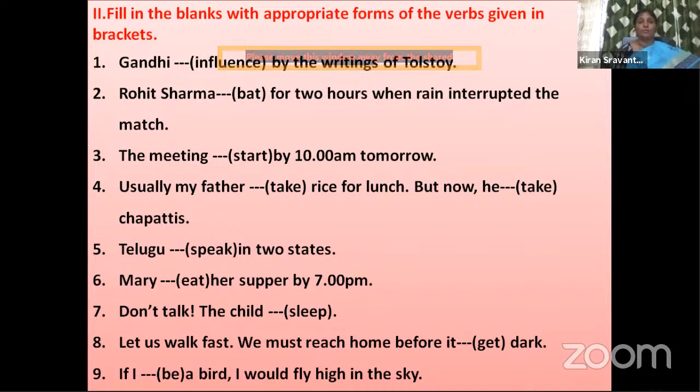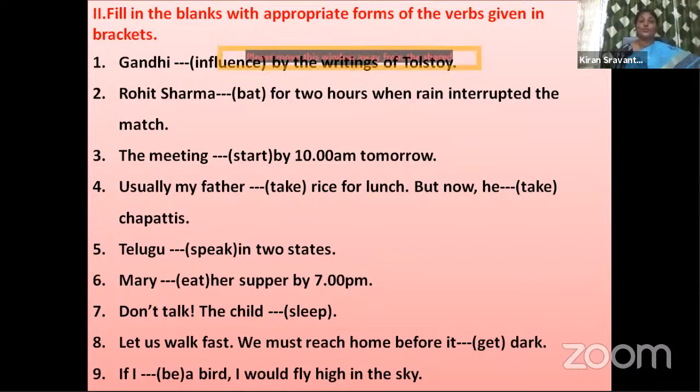And Rohit Sharma, for 2 hours when rain interrupted the match. When rain interrupted, you can recognize interrupted means past simple. This is the V2 form of the verb. So the reference to past form of the verb has been given. So for is given. That means with reference to past simple, here we can use past perfect continuous tense. Rohit Sharma had been batting for 2 hours when the rain interrupted the match. Then the third one, the meeting, in brackets, start by 10 a.m. tomorrow. The meeting will start by 10 a.m. tomorrow, the future action.